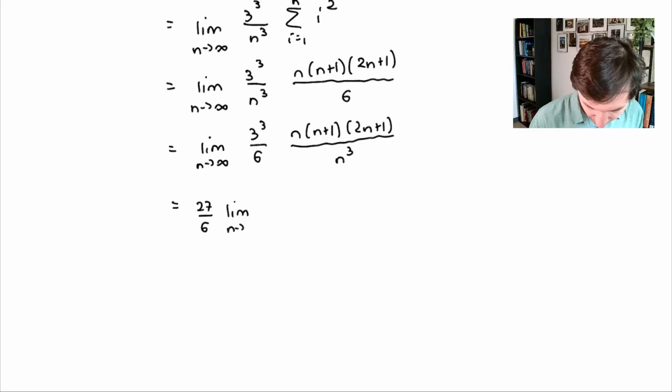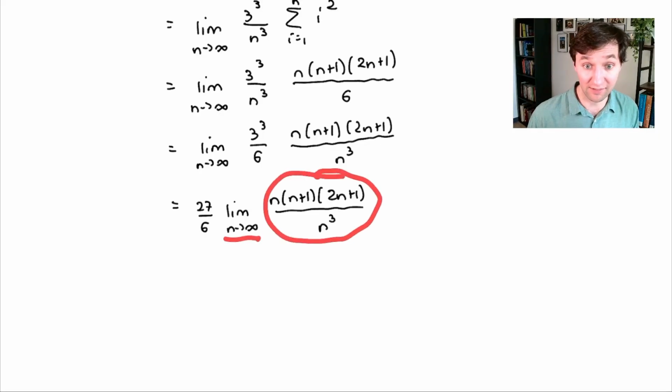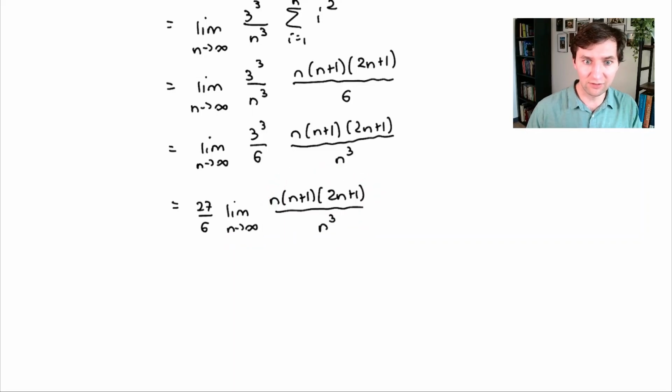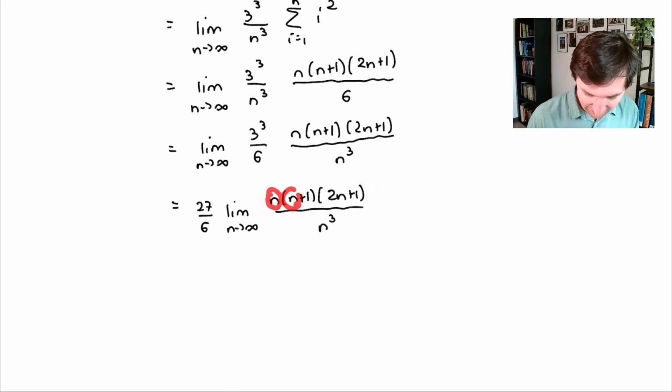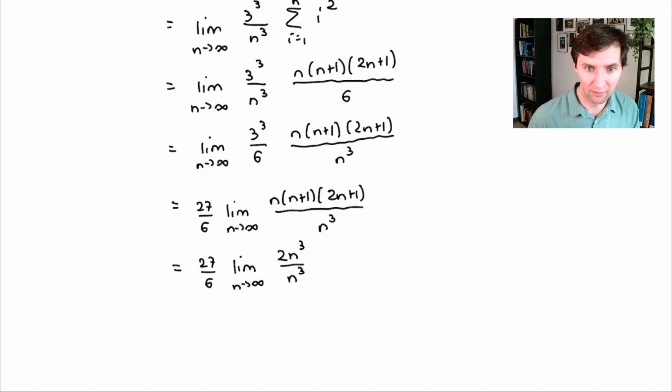limit as n goes to infinity of n times n plus 1 times 2n plus 1 divided by n to the third power. Because this is the limit at infinity, I can simply look at the behavior of the leading terms. The leading term in the numerator would be n times 2n, which gives me 2n to the third power, which means this equals 27 divided by 6 times the limit as n goes to infinity of 2n to the third power divided by n to the third power. n to the third power divides out, and I simply get the limit of 2.